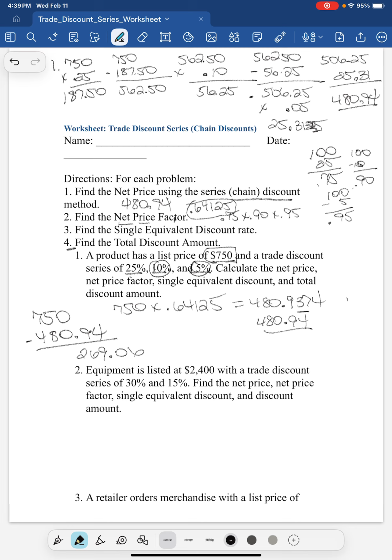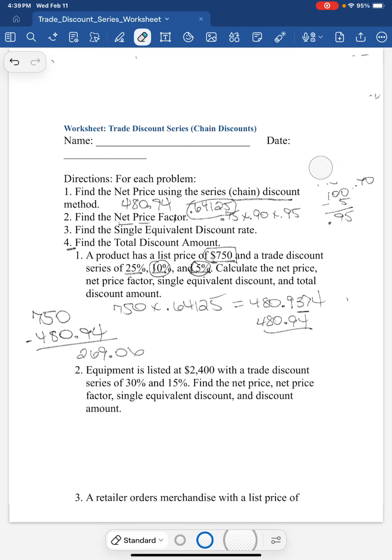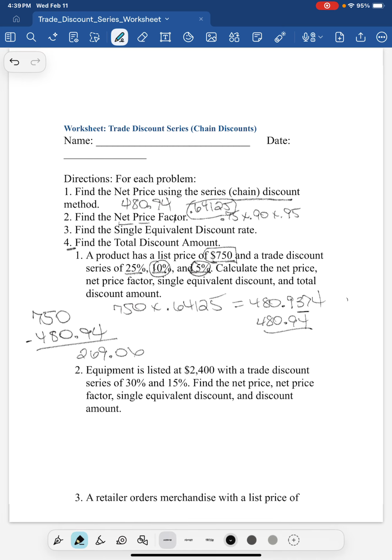Okay, we're going to do one more of these together. I'm going to erase some of this at the top because these problems take a lot of space to work out, and I'm going to use this white space up here again. Okay, this one, it says the equipment is listed at $2,400. So that's what we're starting with. We're going to start with the chain amount again, just like we did the last time, so you can watch it happen one more time. And we have trade discount series of 30 and 15. We only have 2 this time, so we have a little bit less work to do. But we do the same thing. We multiply this times 0.30.